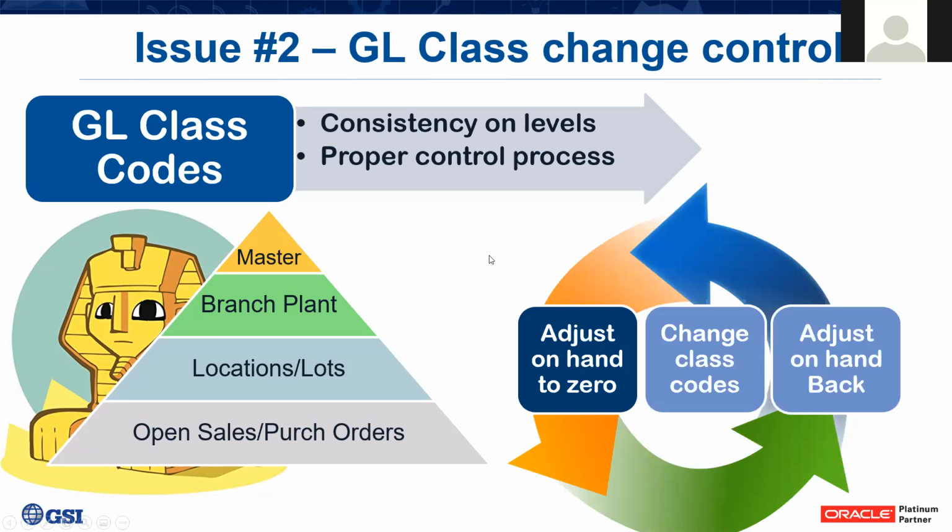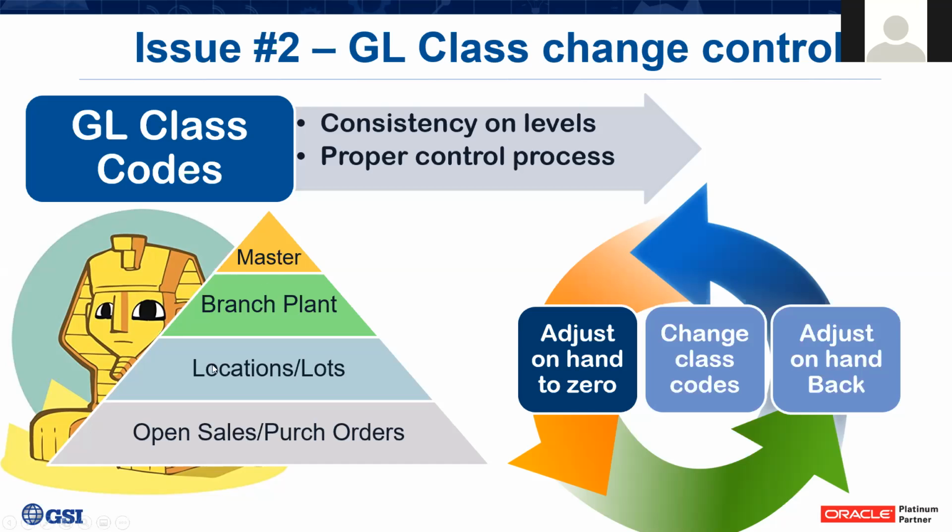So here would be the process. The first thing you should do whenever you're going to make a GL class code change, especially one that reclassifies the dollars, is adjust the on-hand quantity to 0. And you're going to do this before you change the GL class code. Now, why do I need to do this?